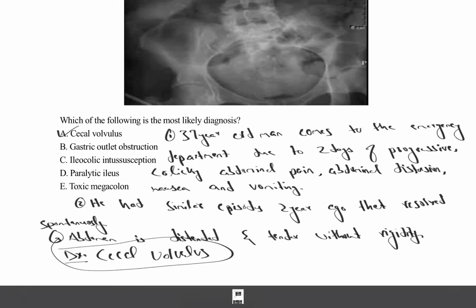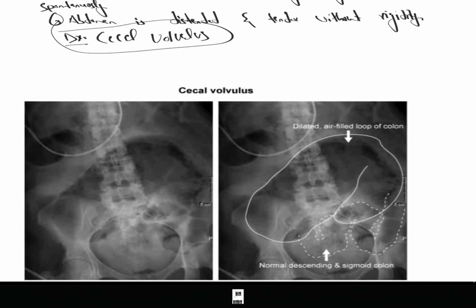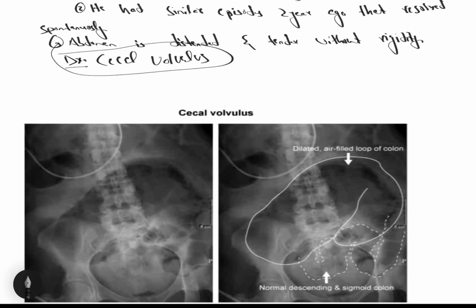So I will show the photo of the cecal volvulus. So this is the cecal volvulus. I will highlight here that this is a dilated air-filled loop of the colon, and here is the normal descending and sigmoid colon. So this is the typical X-ray finding for a patient having cecal volvulus.